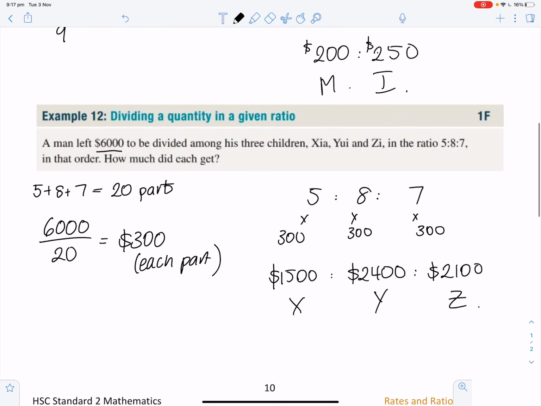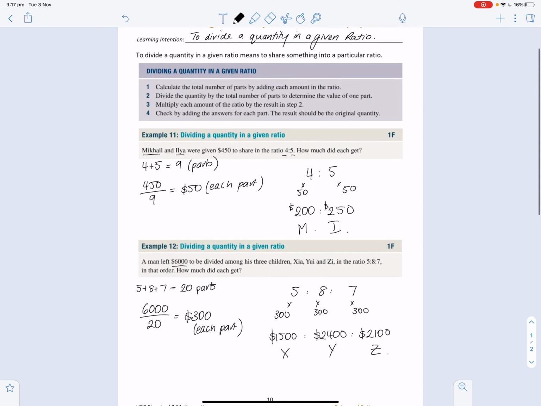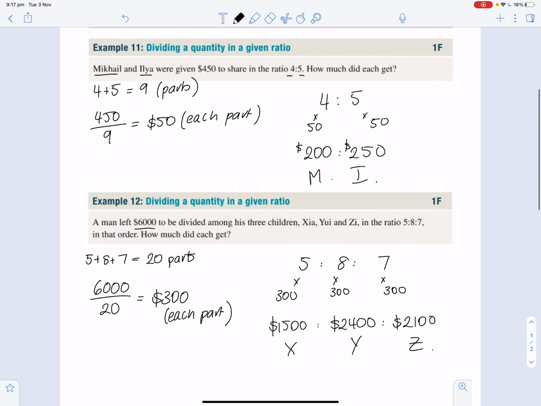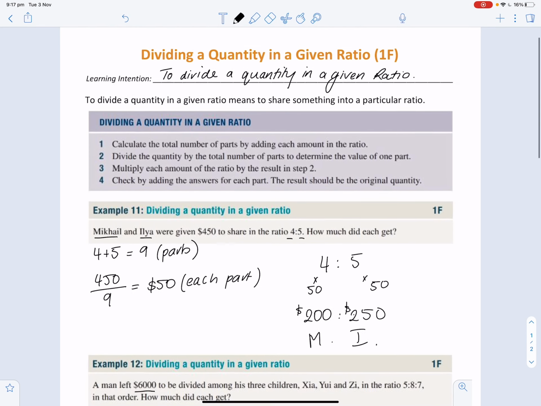Okay, so very brief explanation today. There are some HSC questions to have a look at, and have a look at all the word problems in the exercise, because they do come in all different forms. So just so that you're familiar with all of them, pay particular attention to the additional questions for 1F.